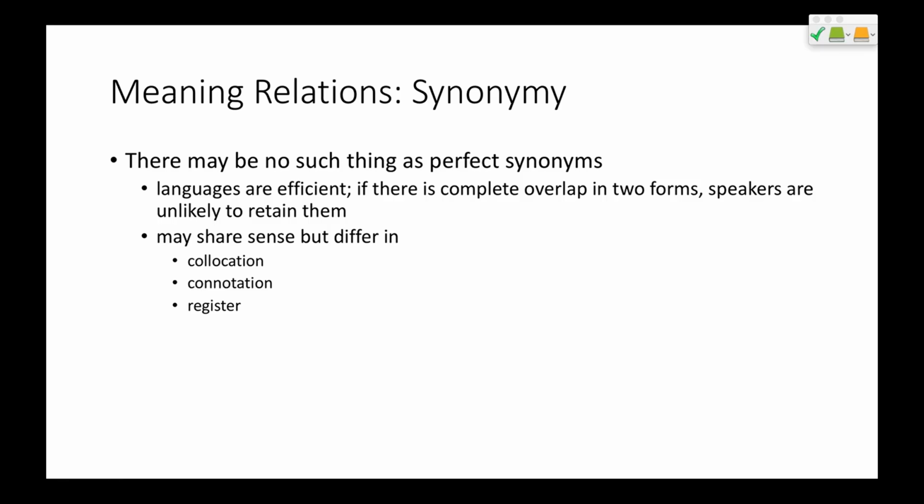So, for instance, the words that can be found with each other, or connotation, there might be a slight difference in meaning. One is more formal, one is less formal. One is nicer, maybe more polite. One is a little bit ruder, that kind of thing. Register also, which has to do with the politeness.